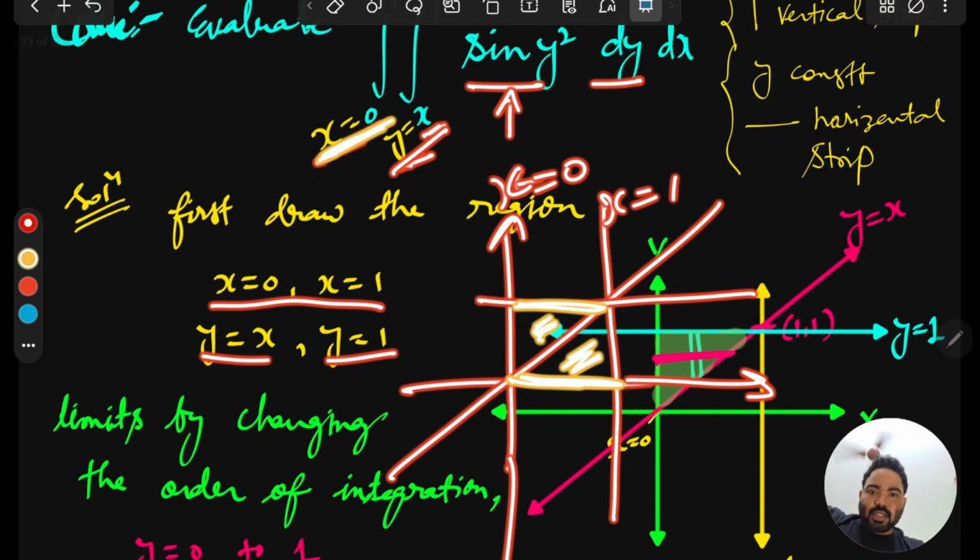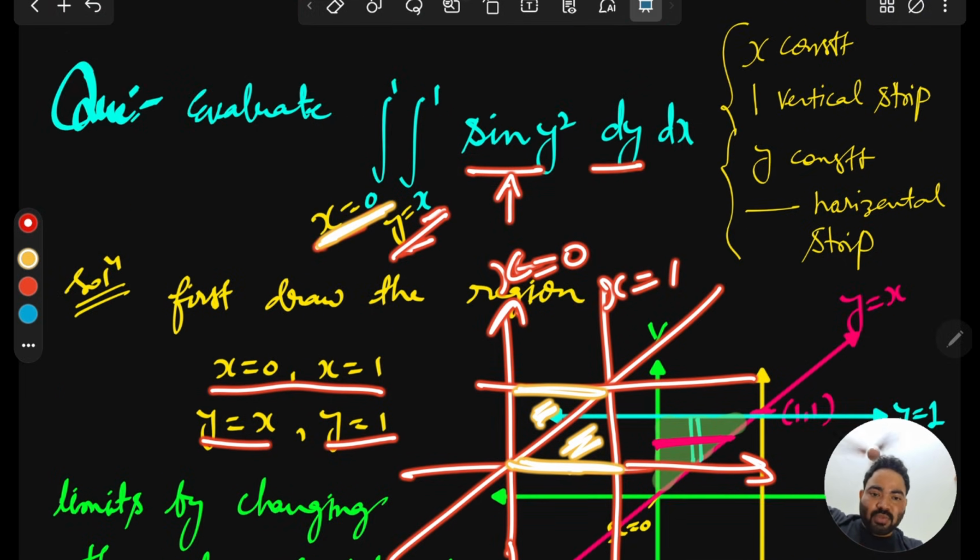Let's see, x is moving 0 to 1. Now see how y is moving. y is not moving from 0. If y moves from 0, then your region will be this region. Now your y is moving along with this line, y equal to x, meaning the lower side moves along with this. So this is your actual region, with y from x to 1. In this region we have to find the integral value.